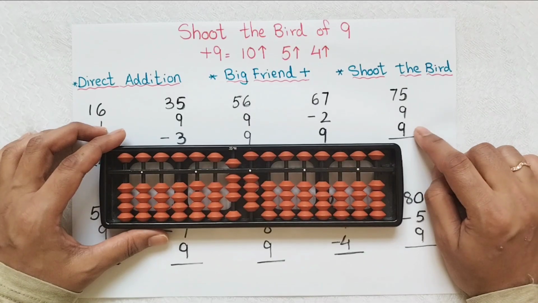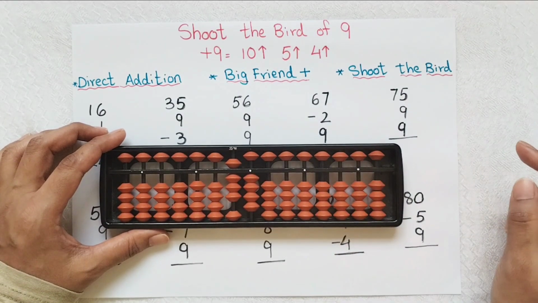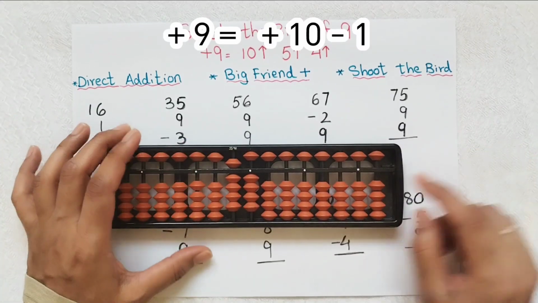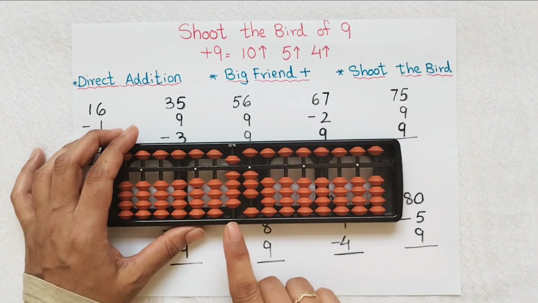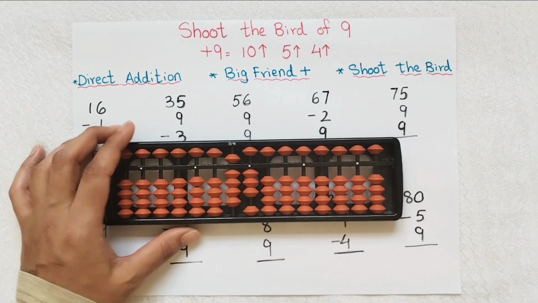Now again plus 9. How will I do plus 9? I have to use big friend addition. That is plus 10 less 1. My answer is 93.